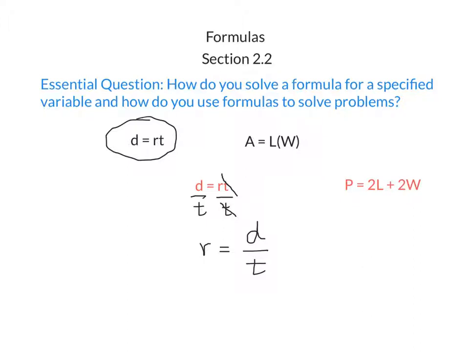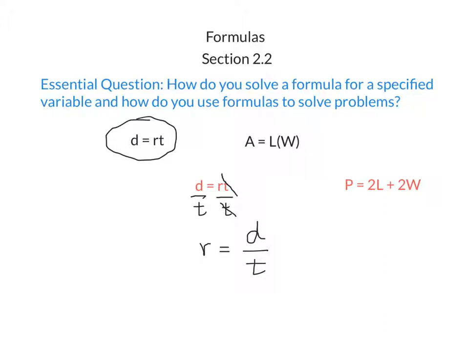So let's look at another example here. P is equal to 2L plus 2W. This is the formula for the perimeter of a rectangle. Perimeter is equal to twice the length plus twice the width. Now, let's assume that I want to solve for W. So I want to get everything over on the left except the W term. So what am I going to do first?